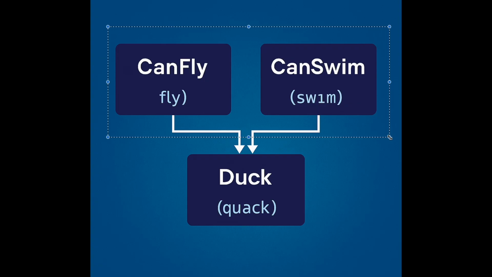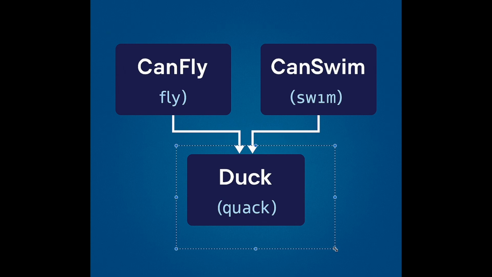So here at the top, we have two separate parent classes. One is CanFly, which gives the ability to fly, and the other one is CanSwim, which adds swimming ability. Now look at the bottom, the Duck class. It inherits from both CanFly and CanSwim. That means the duck will automatically get the fly method from one parent class and the swim method from the other parent class. And then of course the duck will also have its own method quack, which is specific to ducks. Let's go ahead and implement this in Python.